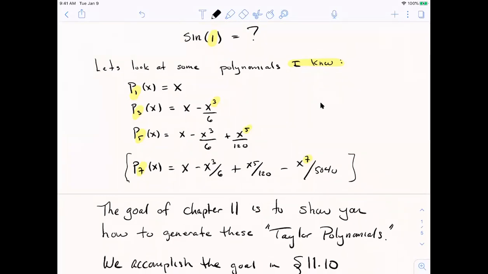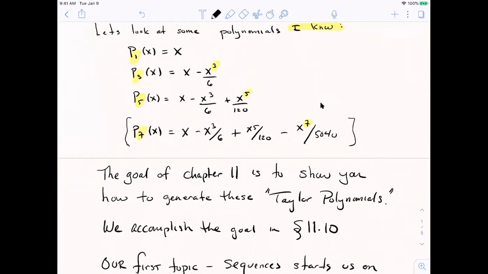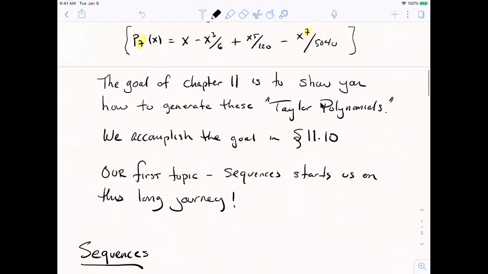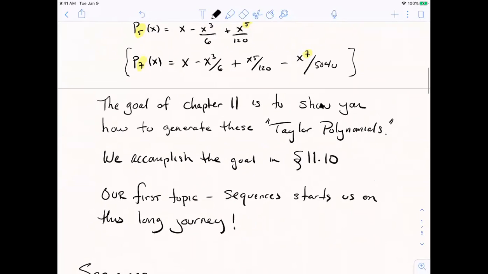So I'm talking a lot about the motivation. We haven't even started our work in section 11.1, but let me just show you one kind of summary of this. This is to keep you motivated. The goal of the entire chapter 11 is to show you how to generate those polynomials. They're called Taylor polynomials, named after an English mathematician called Taylor, who wrote about these kinds of things.